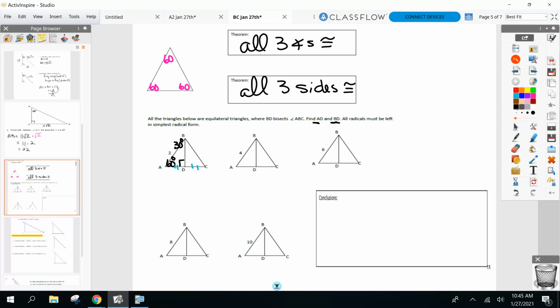AD is 1. AC is 2 because all 3 sides are equal. So AB and AC are 2. Divide it up, you get 1. So AD is 1. What can I do to find BD? Pythagorean theorem. Let's do Pythagorean theorem right now to find BD. Go, see what you got.